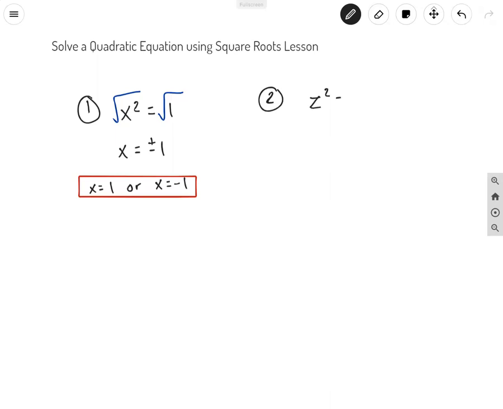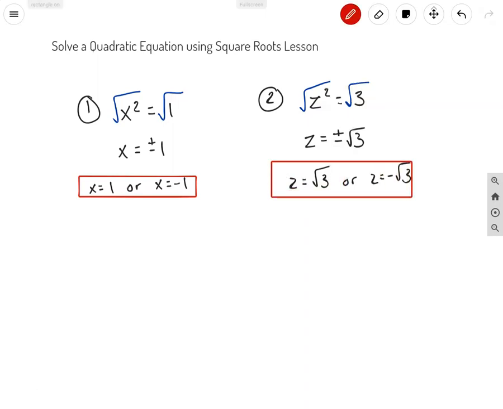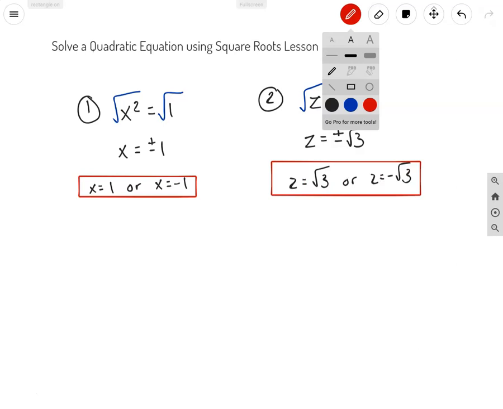In this case, we have z squared equals 3. Now in this case again, we're going to take the square root. But notice you can't square root 3 easily. It doesn't work. So instead of trying to write a rounded decimal, we're just going to simply write the square root in our answer. So remember, it could be a positive or a negative answer technically. So I'm going to write z equals square root of 3 or z equals negative square root of 3. Remember, it's a positive or negative answer when you're using square root.